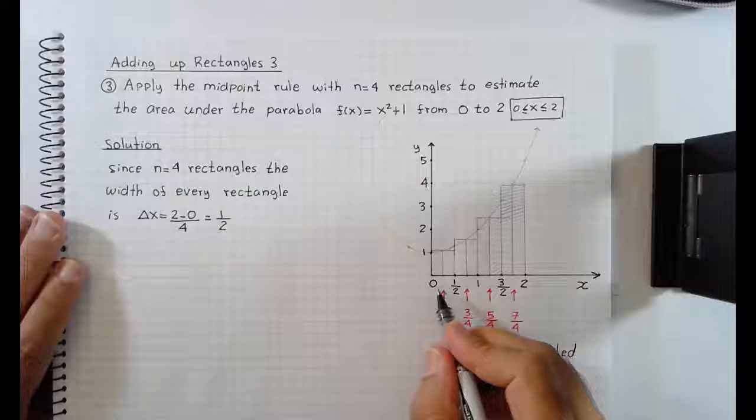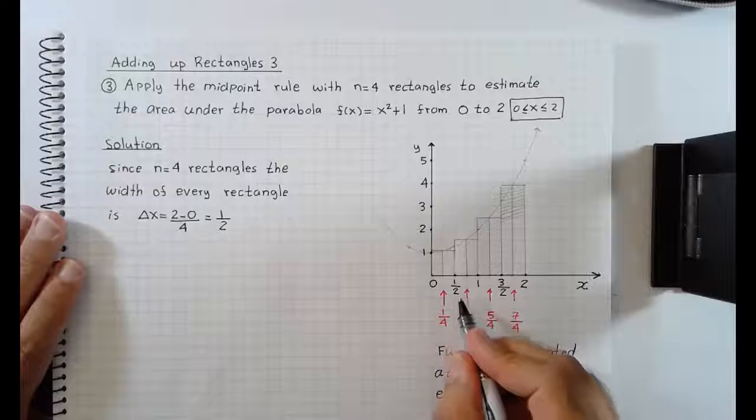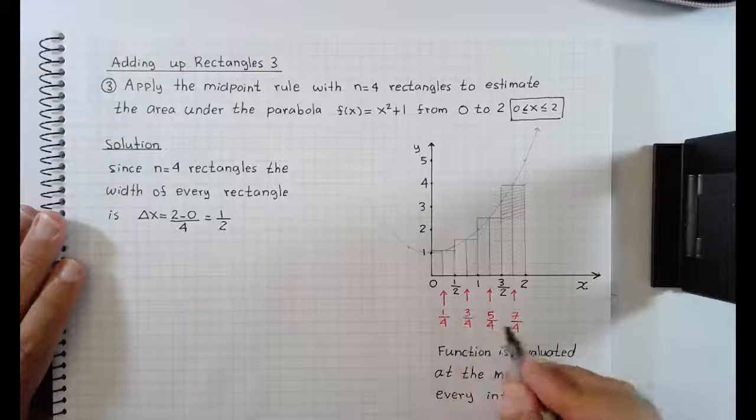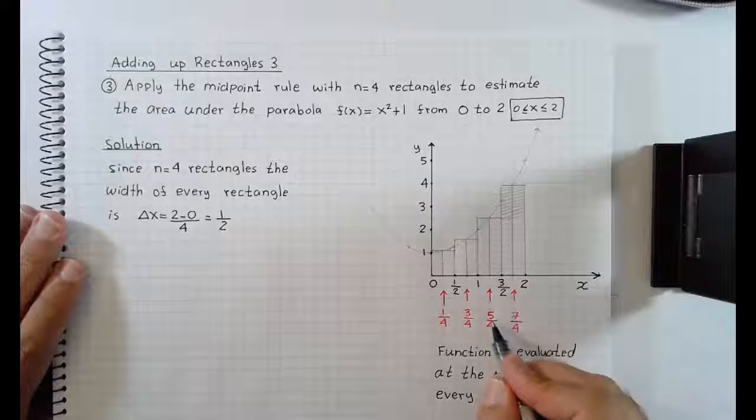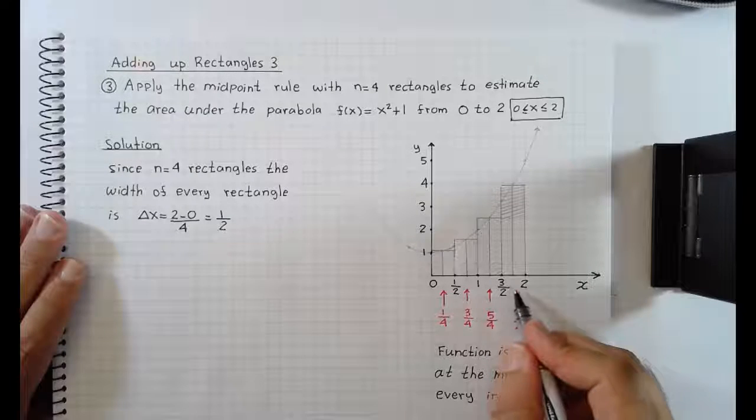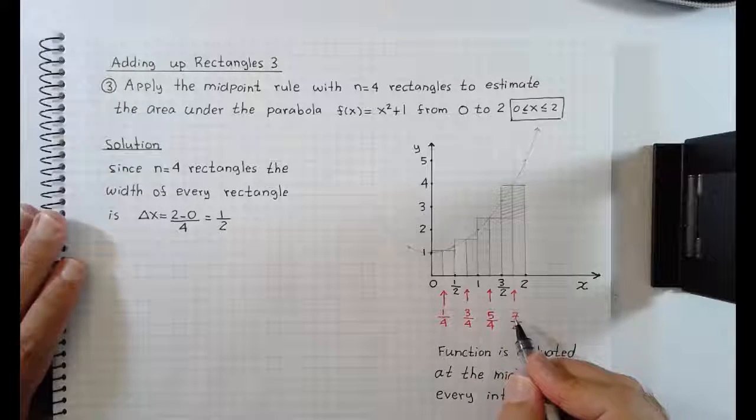That is the midpoint of 0 and 1/2, that's 1/4. The midpoint of 1/2 and 1, that's 3/4. The midpoint of 1 and 3/2 is 5/4. The midpoint of 3/2 and 2 is 7/4.